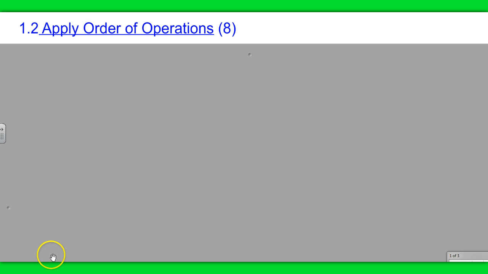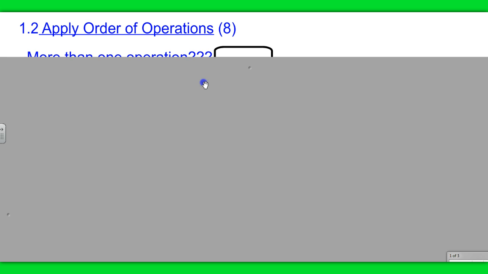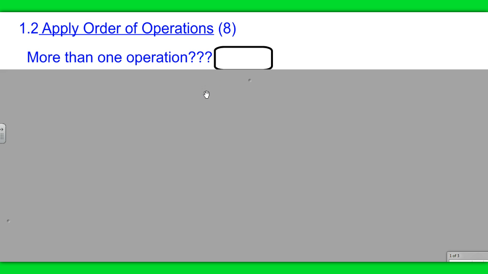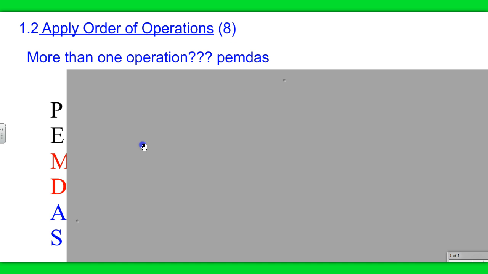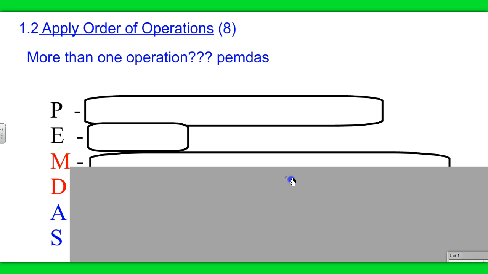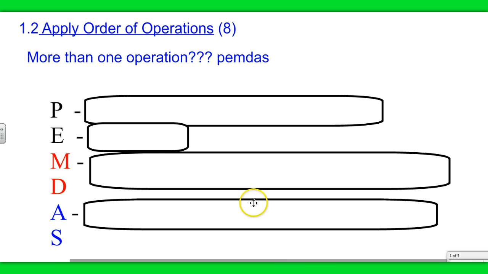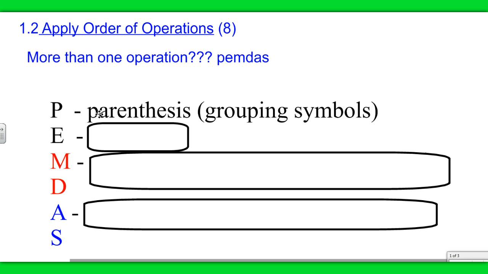When you think order of operations, what acronym do you think? More than one operation, and the acronym is PEMDAS, right? And so let's think about what the letters represent in the acronym PEMDAS. Whenever you see multiple operations, the first thing you're looking for is P. P represents parentheses, right? Or grouping symbols.